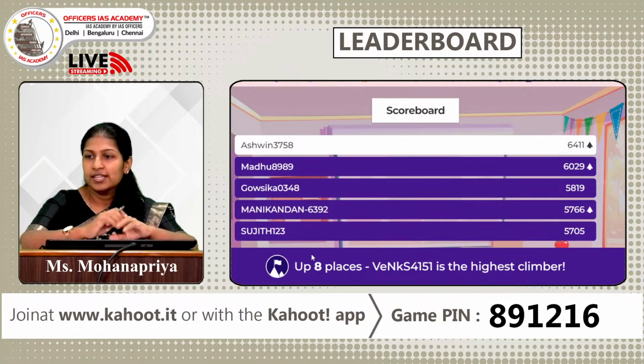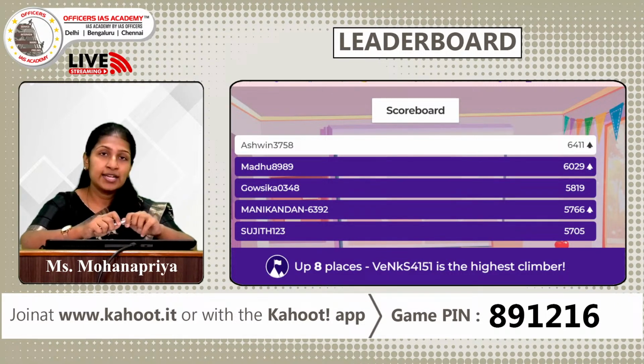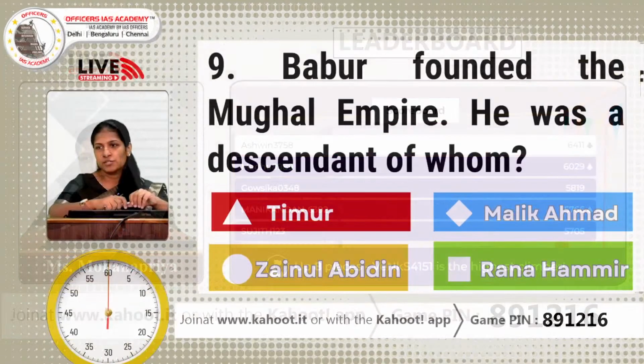So there seems to be a lot of changes in the scoreboard. So Ashwin has now topped the table. So Madhu, followed by Madhu, Gaushika, Manigandan and Sujit, up 8 places. So Venk, he seems to be the highest climber. Okay, good job. Now let us move to the next question, that is the 9th question of today's quiz.